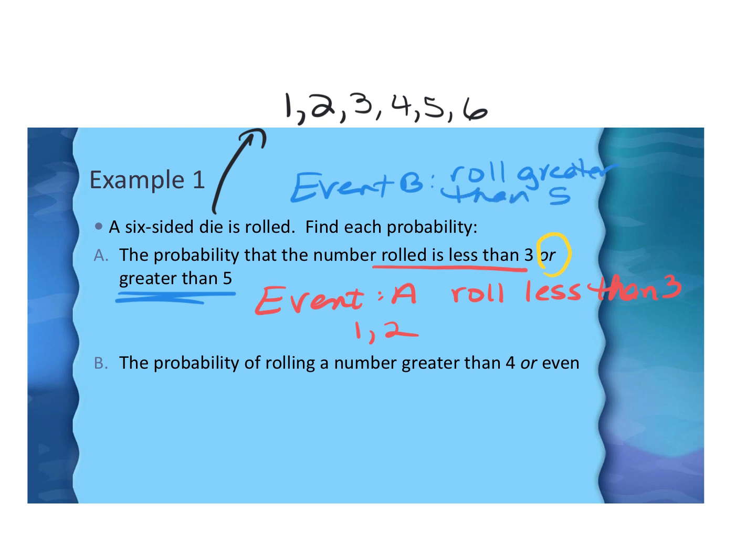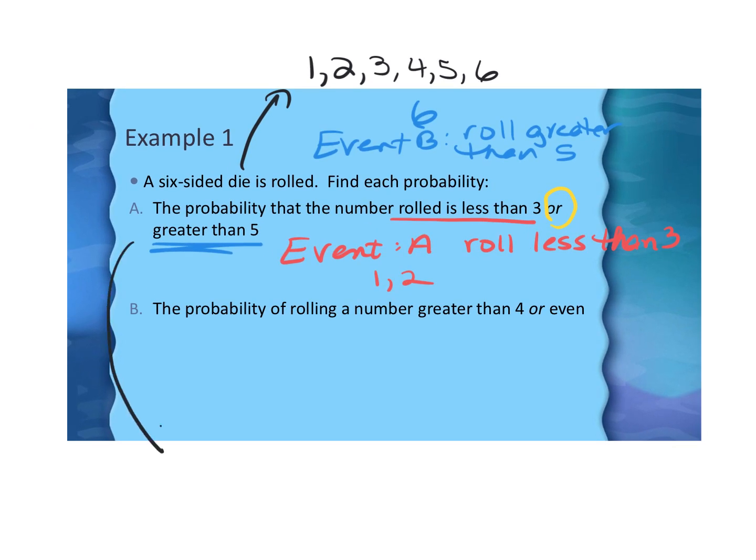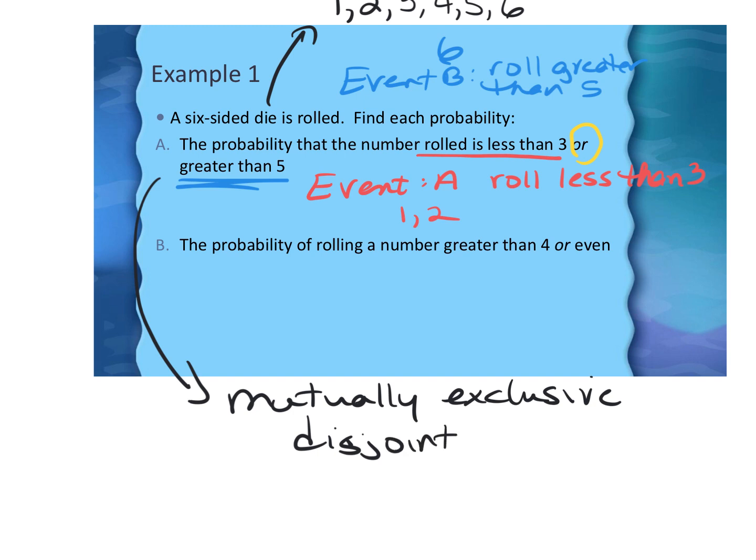And when I roll that dice, there is only one number that's greater than 5, and that's going to be the number 6. Notice out of the outcomes I just listed, less than 3 are 1 and 2, and greater than 5 is just the number 6. Notice there are no outcomes in common. So this is going to be an example of mutually exclusive. So for part A, these events are mutually exclusive, or you could also call them disjoint events.